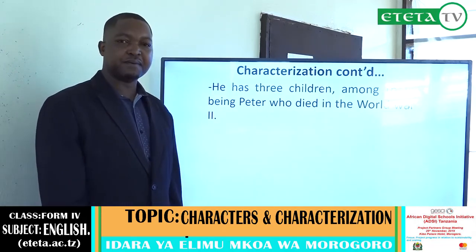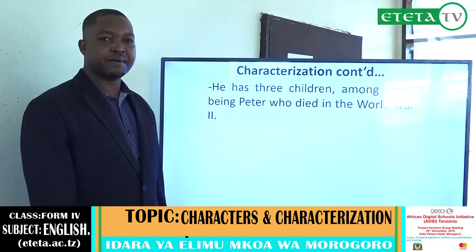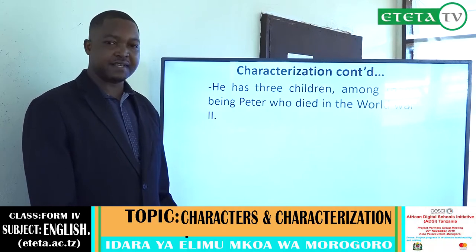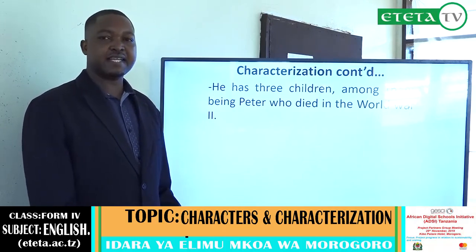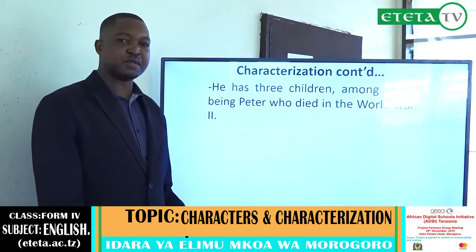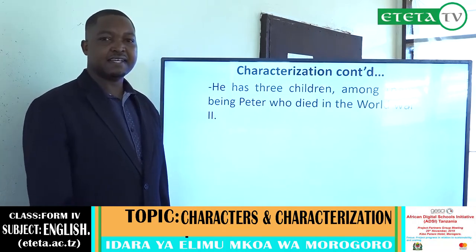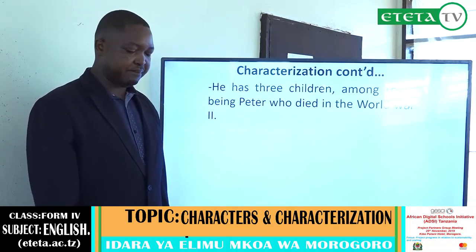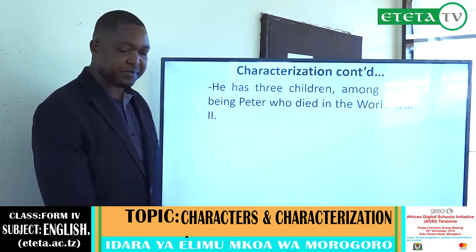He had three children, among them being Peter, who died in the Second World War. One of the sons of Mr. Horans, Peter, participated in the Second World War, just like Ngoto's son, Boro, who also participated in the Second World War. But it's very unfortunate that Peter passed away during the war, during the struggle, during the fight.